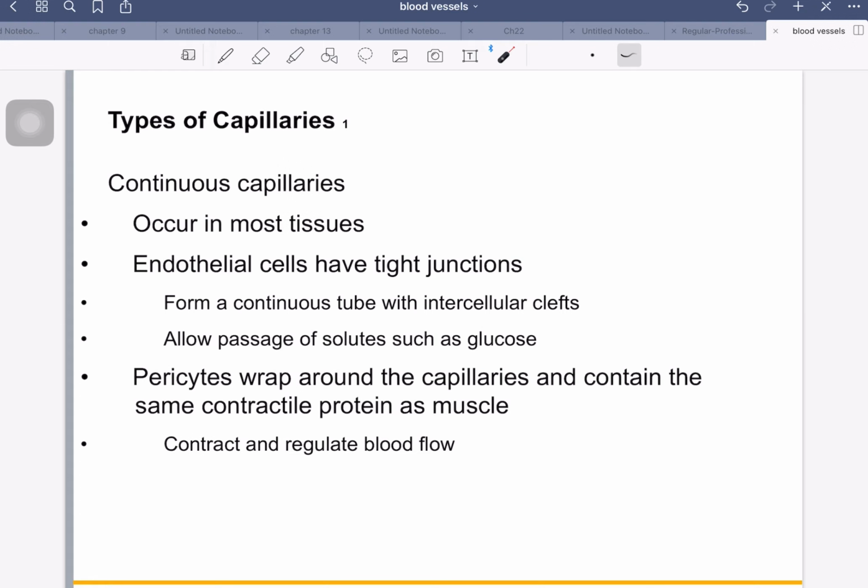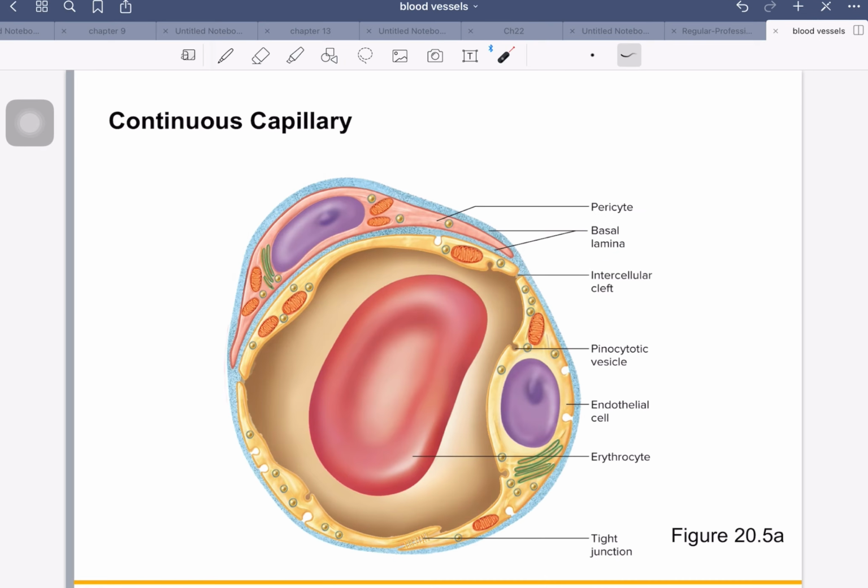Now, what we also see are pericytes that wrap around the capillaries and contain the same contractile protein as muscle. And this can help to regulate blood flow and cause contraction and relaxation of parts of these vessels.